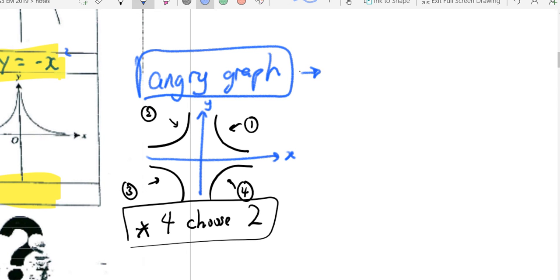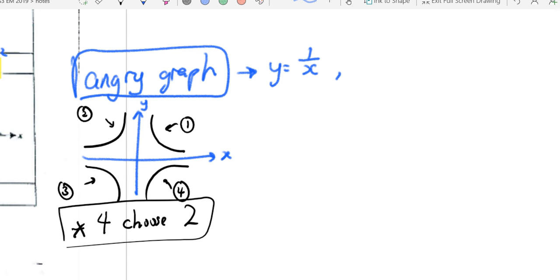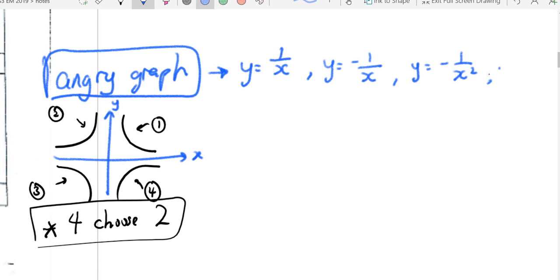Can I bring back to this angry graph again? Now, can you write down angry graph is y equals 1 over x. Sorry, I forgot to introduce the family members. In this angry graph family, there are altogether 4 family members: y equals negative 1 over x, y equals negative 1 over x squared, and the last one, y equals 1 over x squared. So this angry graph belongs to 4 of them.